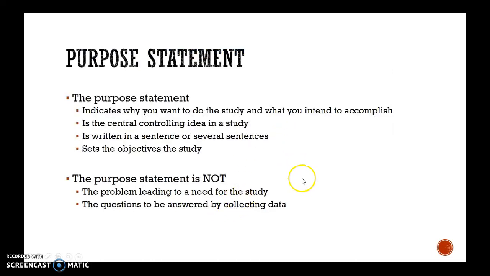So the next part is the purpose statement. That's a very important part. Purpose statement, very important. Okay. So why you want to do this study, basically, and what kind of approach you're going to use. So the purpose statement indicates why you want to do a study and what you intend to accomplish. And the purpose statement is a central controlling idea in the study.